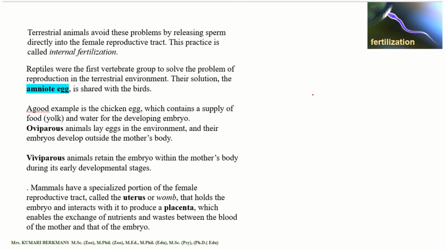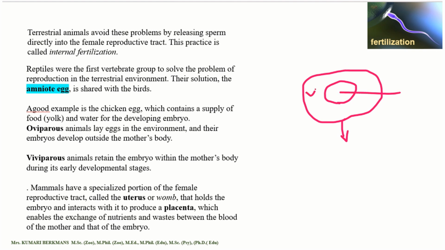Now, what is an amniote egg? Birds as well as reptiles lay eggs, and the embryo develops inside the egg. The egg is covered on the outside with a hard shell, and inside is the food material called yolk, which is preserved food for the developing embryo. So that egg is called an amniote egg.